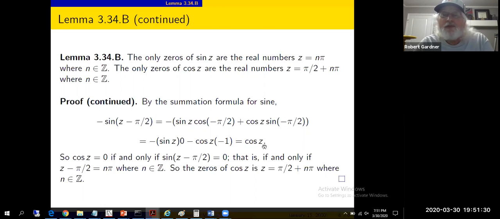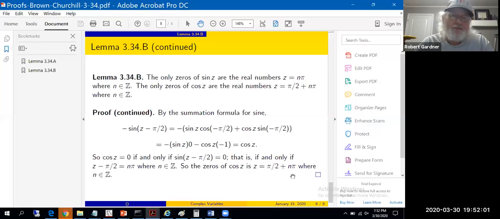So the only time cosine z is 0 is when this sine function is 0, and we know when that occurs by the first part. That occurs only when the input to that sine function is an integer multiple of pi. That is, when z minus pi halves equals n times pi, where n is an integer. We'll move that pi halves to the other side of the equation, and we get z equals pi halves plus n pi. And there are your zeros of the cosine function. Same thing you had when we were dealing with real functions.